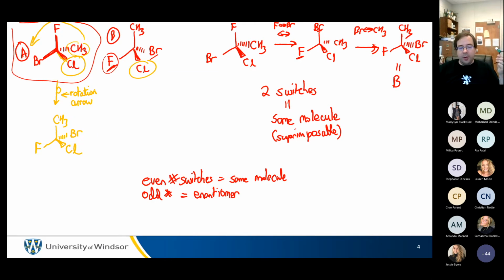So if you make an even number of switches, like 2 switches, the first switch makes the enantiomer, the second switch takes you back to the original molecule. Make 1 switch, it takes you to the enantiomer. If you make 3 switches, so an odd number of switches, the first switch makes the enantiomer, the second one takes you back to the original molecule, the third one takes you back to the enantiomer. And you can scale these as far as you want. You can do 999 switches if you like, and that's going to be the enantiomer because it's odd.